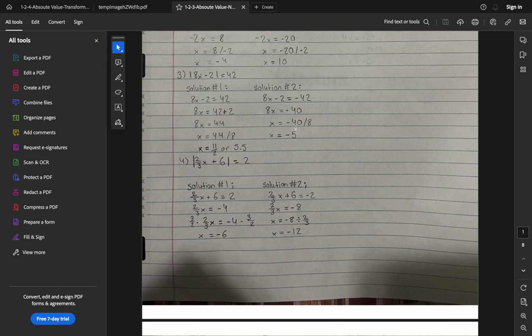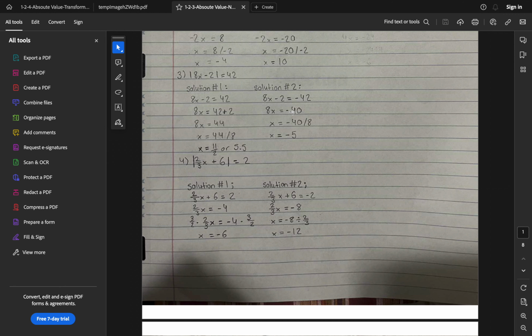Okay, solution number 3. Number 3, once again, it's in the absolute value. The brackets is 8x minus 2, and outside of the brackets, it's equivalent to 42. So once again, we're going to make two possible scenarios where it's equivalent to 42 or where it's equivalent to negative 42. Beginning with the one where it's equivalent to 42, we have 8x minus 2 is equivalent to 42. Rearrange, you get 8x is equivalent to 44. Once again, rearrange so x is isolated. You get x is equal to 11 over 2 or 5.5.